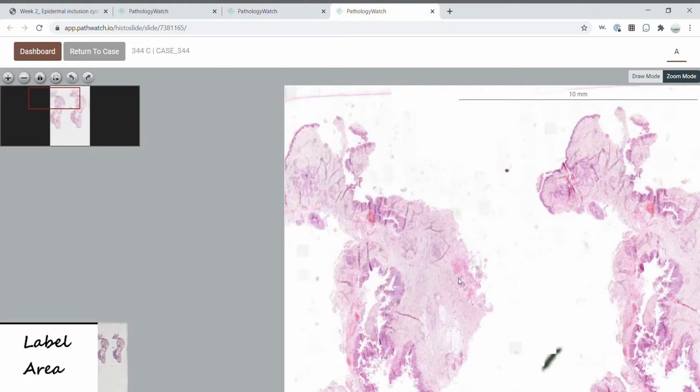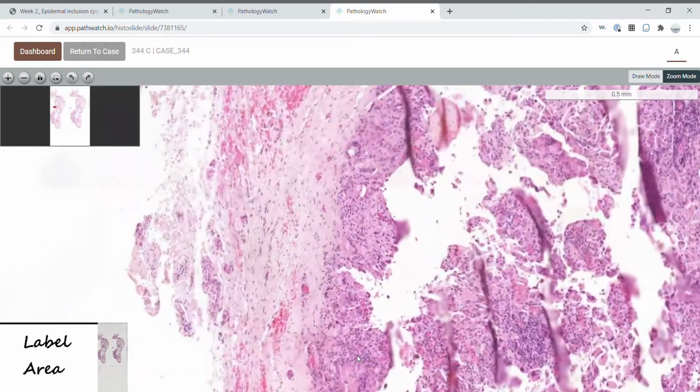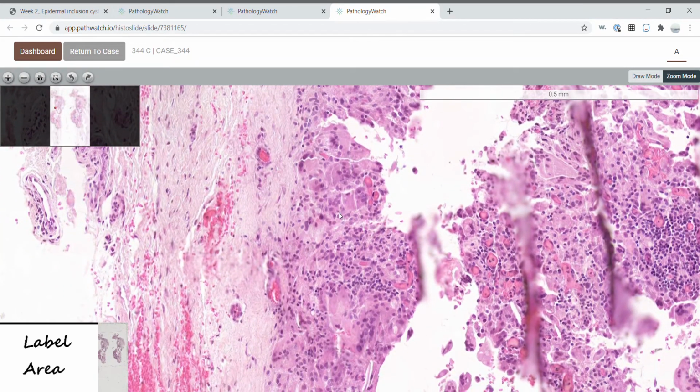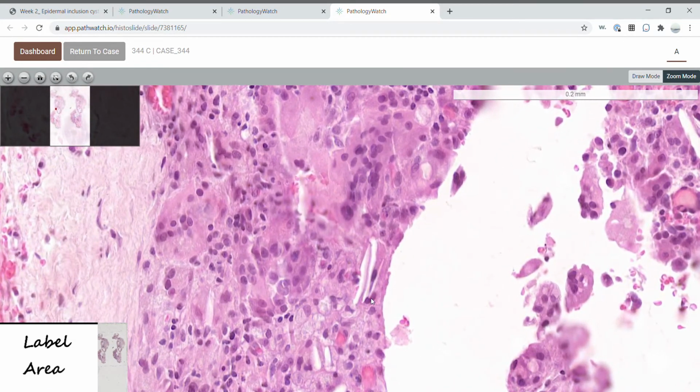Another inflammatory pattern of epidermal inclusion cysts is the granulomatous response. Here, the cyst lining has been completely replaced by a granulomatous infiltrate. You can see here multinucleated giant cells as well as lymphocytes, and if you're lucky, within the cytoplasm of a giant cell, you can see wispy keratin fibers.